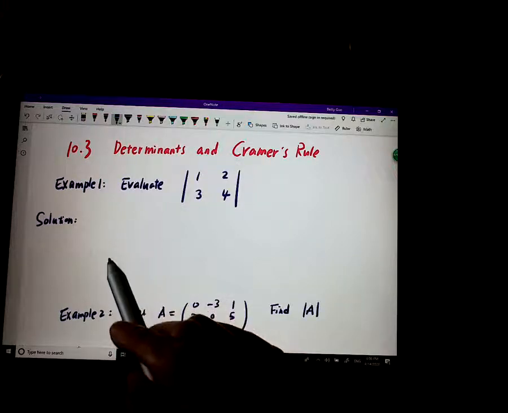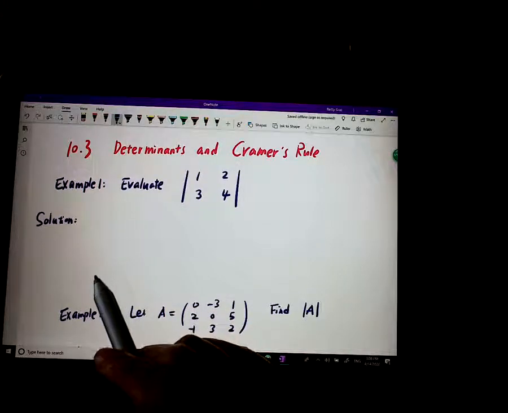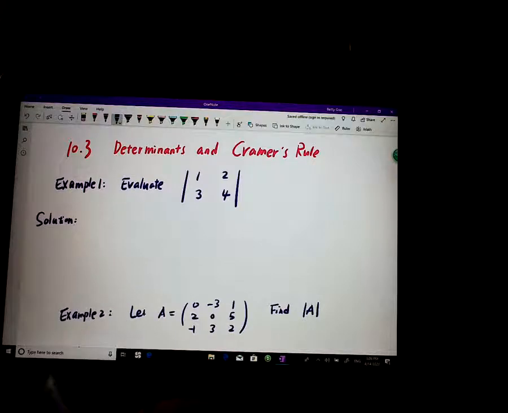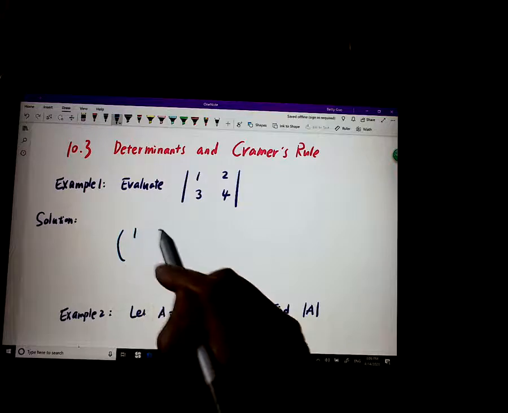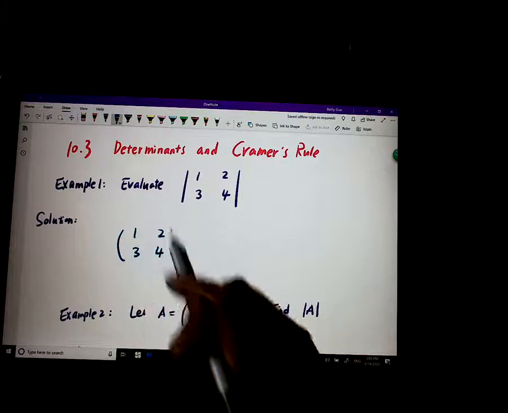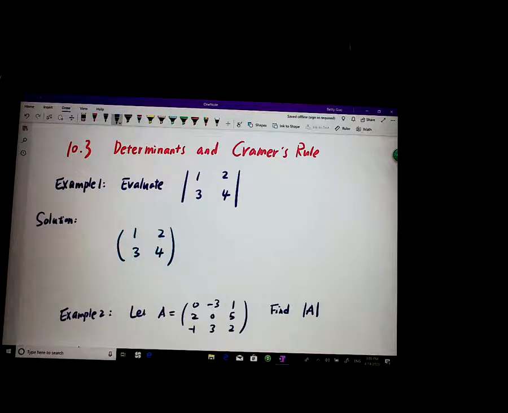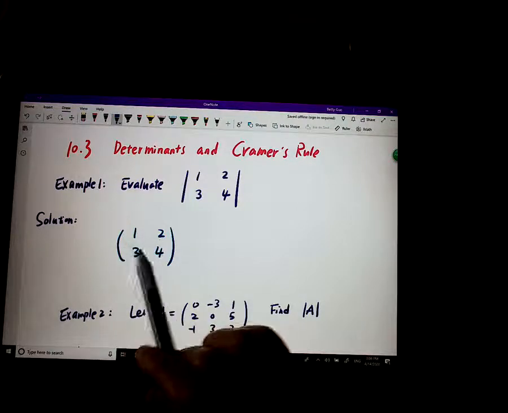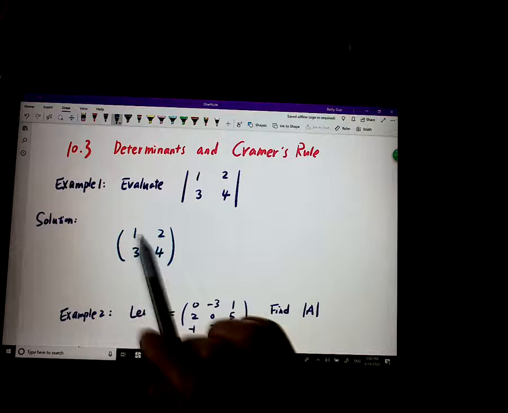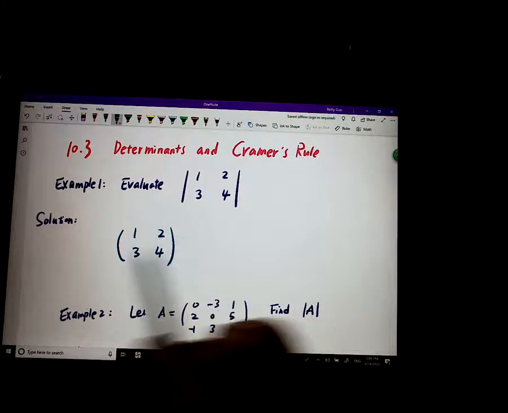Let's say we have a 2x2 square matrix. We have the definition for matrix in previous video, right? Let's say we have 1, 2, 3, 4. Those are the 4 entries in this 2x2 square matrix. I just randomly select those entries. They could be any other numbers.